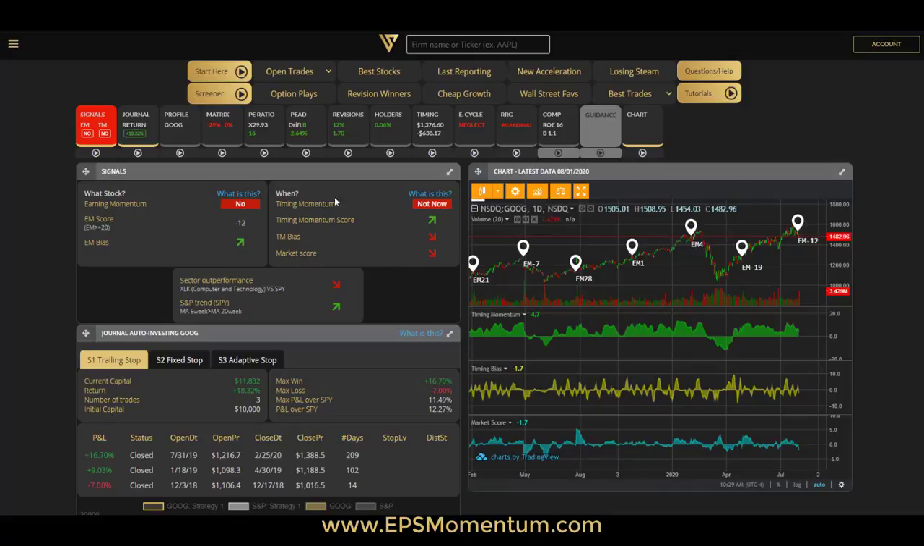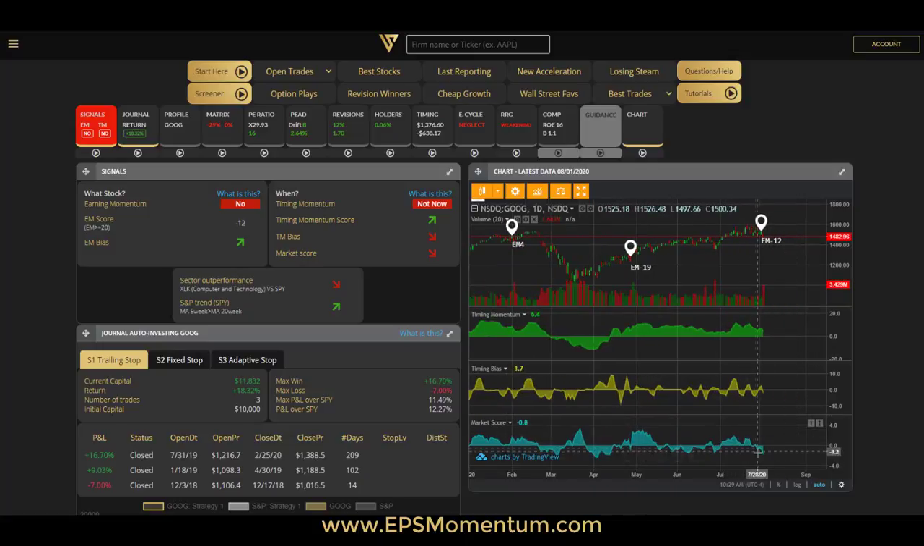The timing is composed of those 3 lines here. So the blue is the ratio of the stock to the index. So you can see how this one has been underperforming the index in the last few days. The index is the SPY, so the S&P. And the green one is the most important. It's the timing bias. So it's whether the stock is in good timing, timing momentum, good momentum, price-wise.